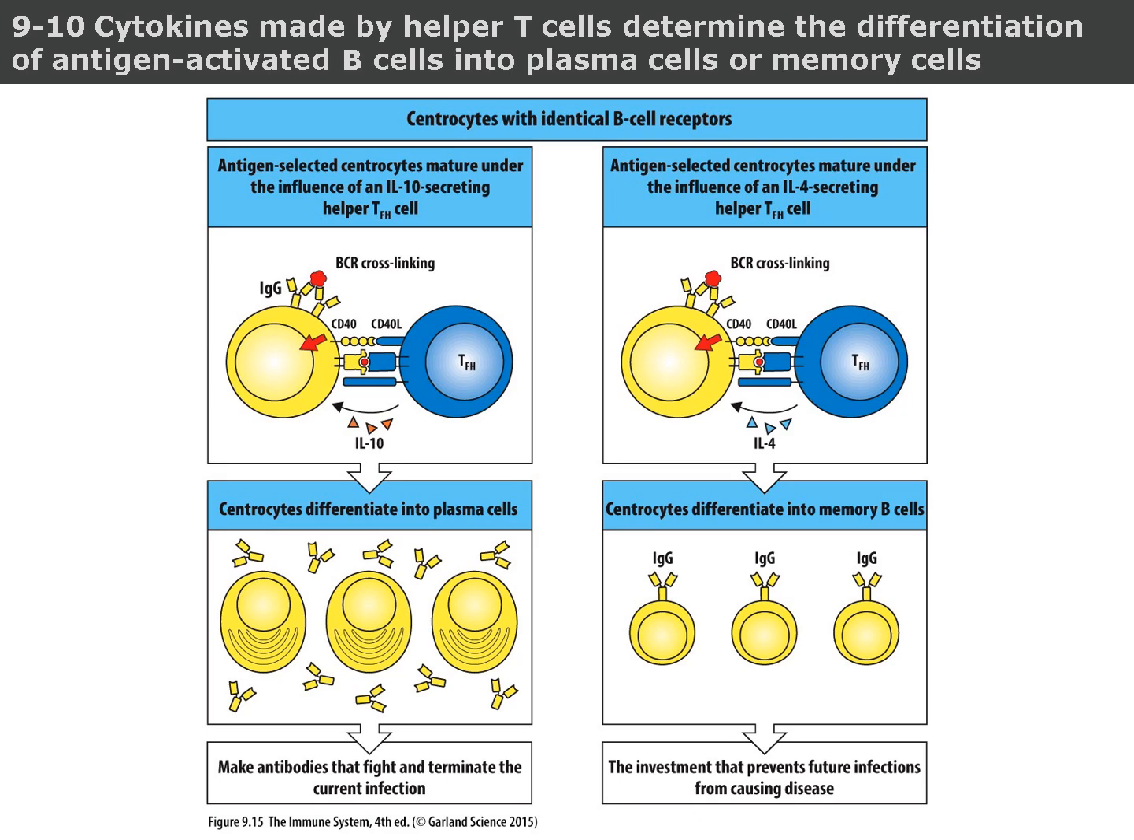In the right panel, another centrocyte, bearing an identical B cell receptor, receives help from a TFH cell that secretes IL-4. This cytokine promotes the formation of memory B cells, which do not secrete antibodies immediately but persist long-term. These memory cells serve as a lasting investment, enabling a faster and stronger immune response upon future exposure to the same pathogen. Thus, TFH-derived cytokines help direct the strategic allocation of B-cell resources, balancing immediate defense with long-term protection.